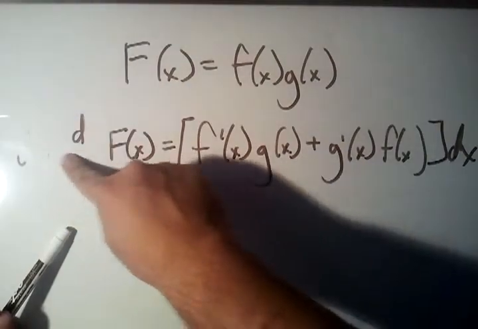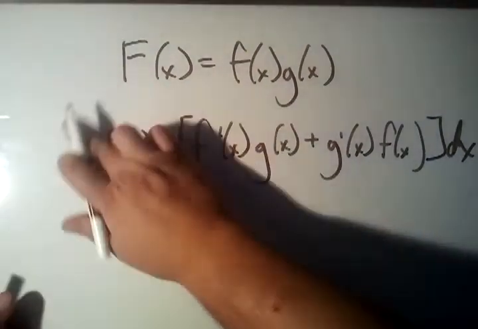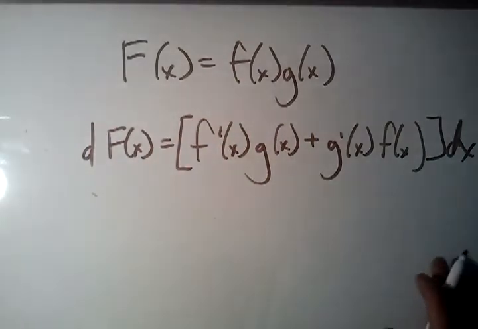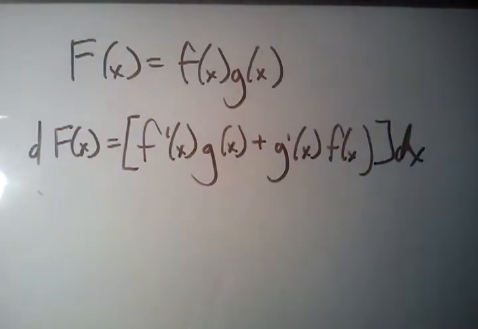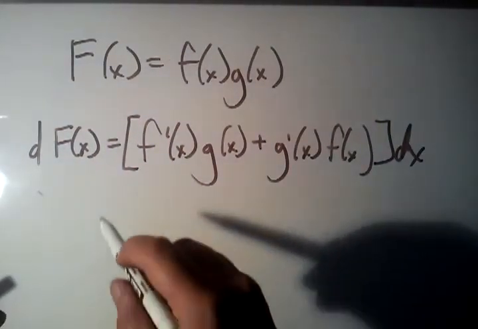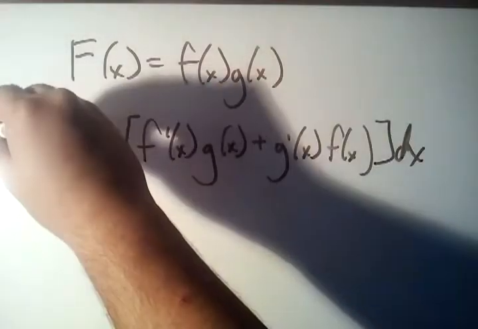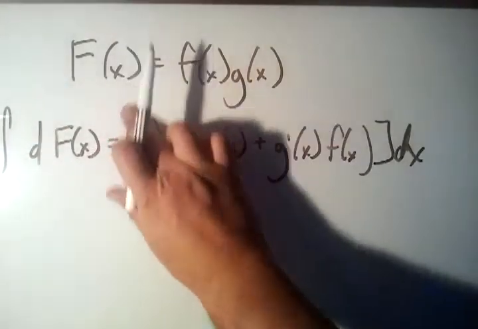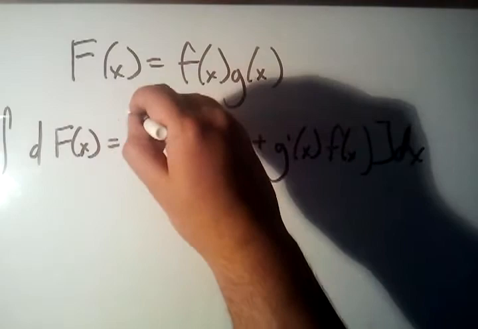So we're left with d f of x, and I'll write that down here. So we're left with df essentially, and then over here we have that dx. So now we can go ahead and take the integral of both sides. I'm going to give myself some room for this integral.